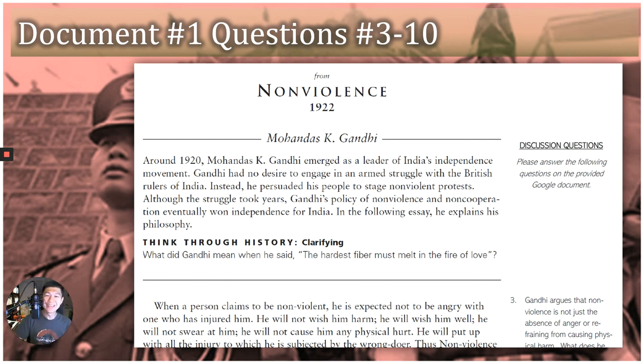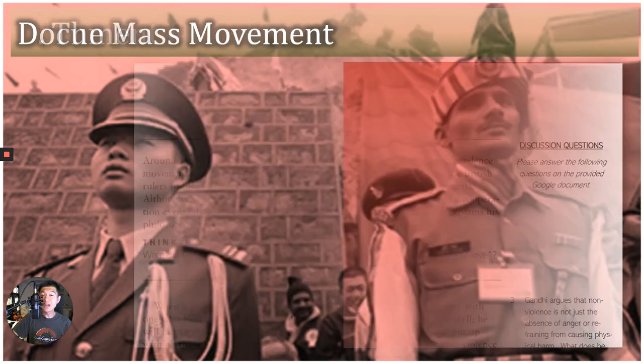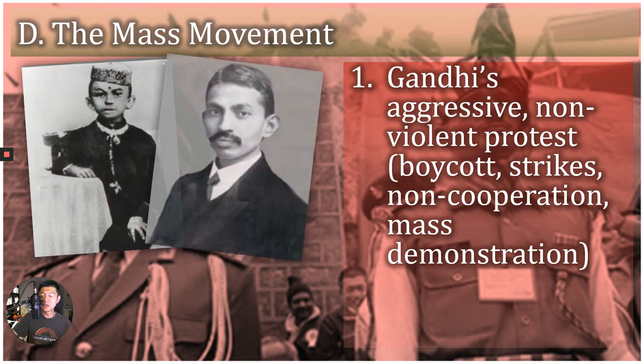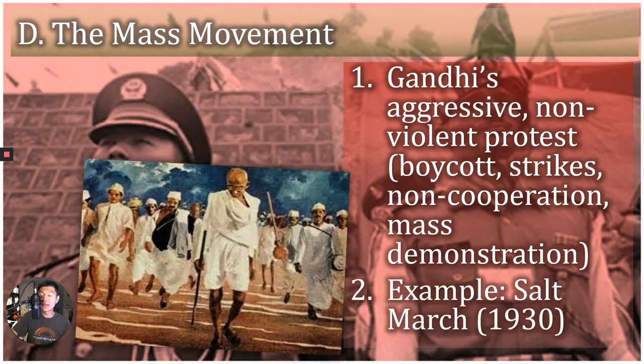All right. Hopefully, time has passed, and let's go and wrap up here. Gandhi in 1922 had written this piece here, and is going to initiate in the late 1930s a very aggressive, non-violent protest, a series of boycott strikes and what we call non-cooperation mass movements. And a great example of this is the Salt March.